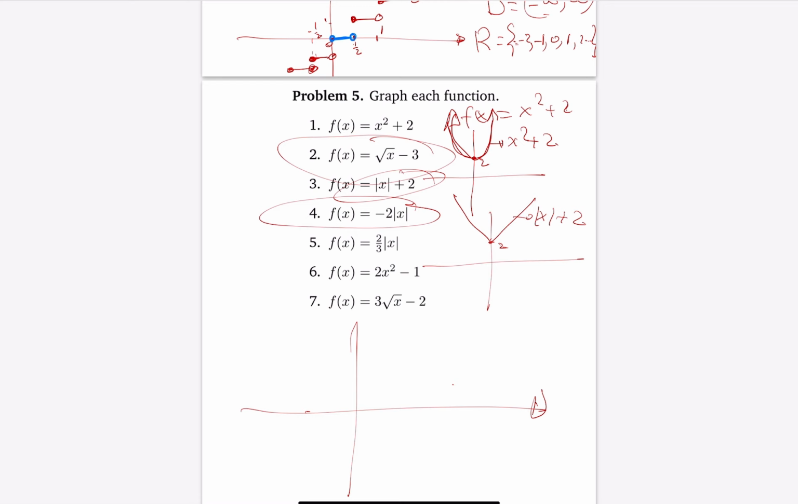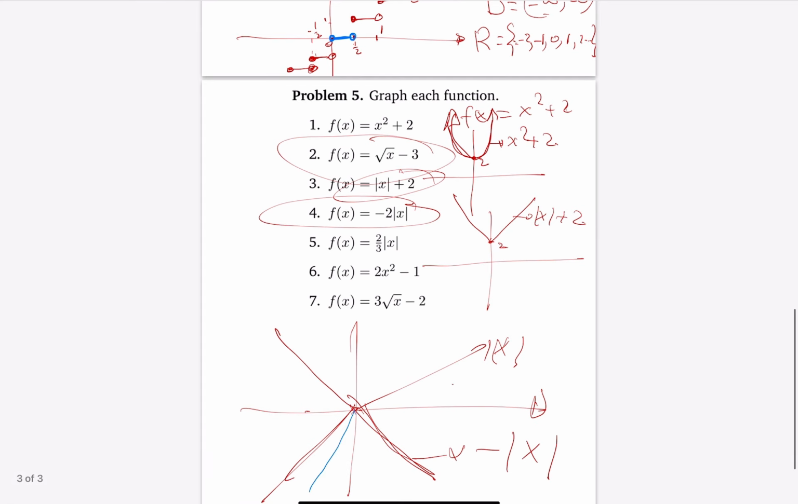This one you have the absolute value of x. You know the absolute value of x is like this, okay? This is the absolute value of x. Now the negative absolute value of x will be like this. This one is negative absolute value of x times 2, it will look like this. Now you get the absolute value of x negative times 2. That's it. And the rest you don't need no more.